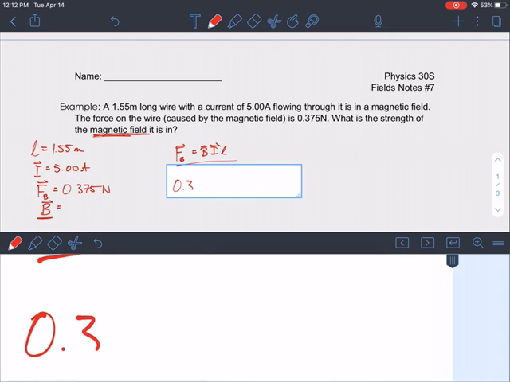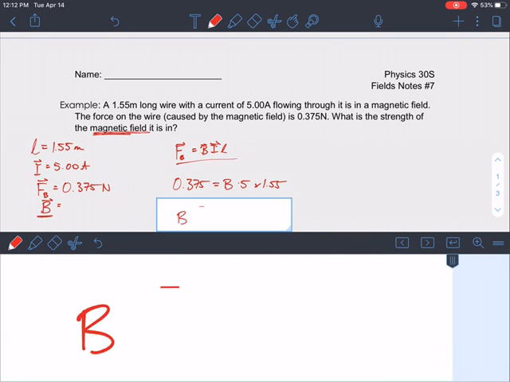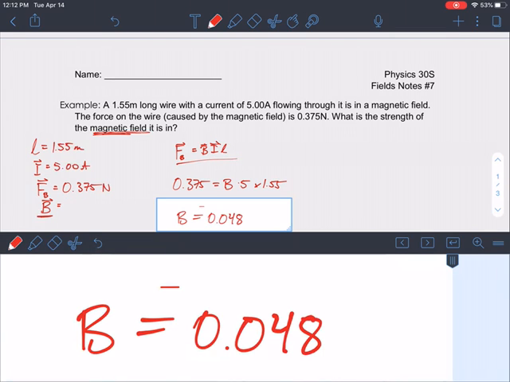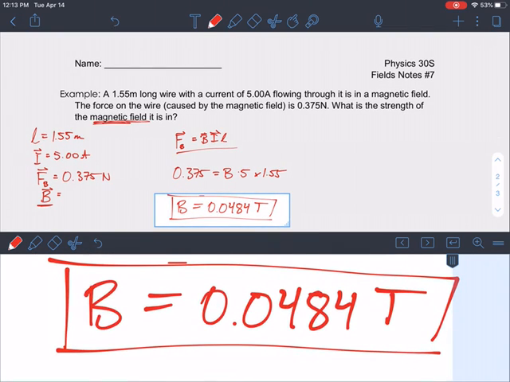So what we got is 0.375 equals B times 5 times 1.55, and we get our answer of B equals 0.375 divided by 5 times 1.55. Looks good to me. We got 0.0484 Teslas is our unit because it's a magnetic field. So that's our first time using Teslas.